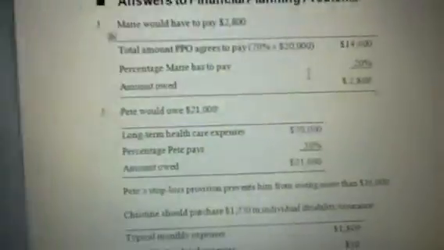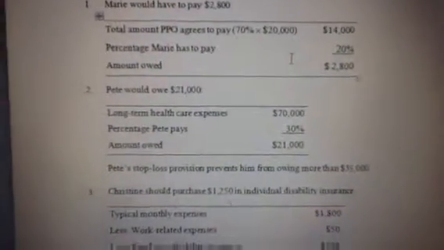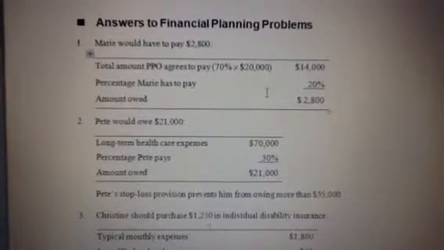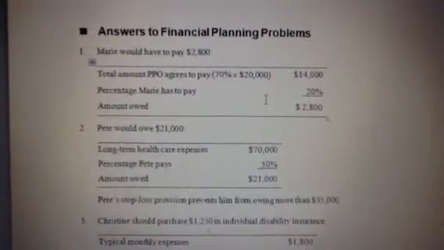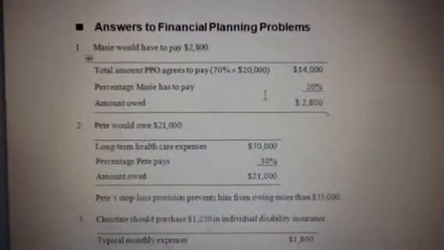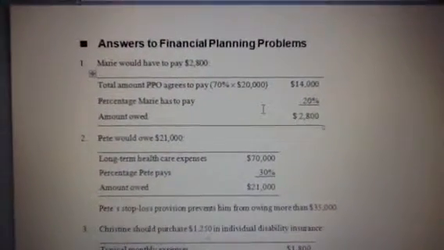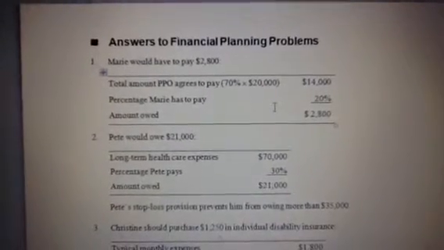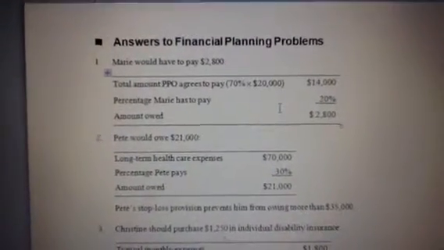Now these are the same. These are in your folder for chapter 12, the same way I do every chapter. So Pete would owe $21,000 because $70,000, that was the charge, times 30%, times 0.3, is $21,000. Yeah, so that stop-loss provision, that doesn't kick in yet. That doesn't save him anything here effectively because $21,000 is still not $35,000, so that doesn't have anything to do with the problem.